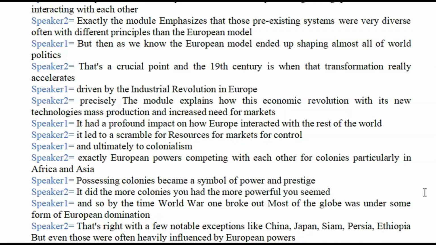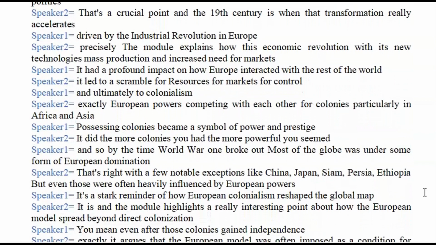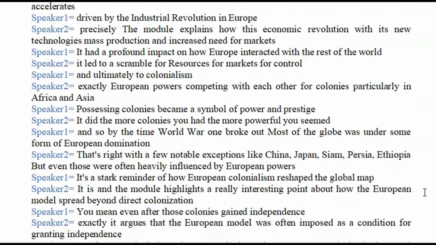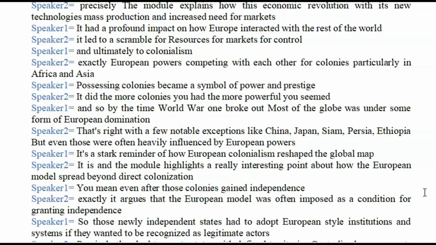But then, as we know, the European model ended up shaping almost all of world politics. That's a crucial point, and the 19th century is when that transformation really accelerates, driven by the Industrial Revolution in Europe. Precisely. The module explains how this economic revolution, with its new technologies, mass production, and increased need for markets, had a profound impact on how Europe interacted with the rest of the world. It led to a scramble for resources, for markets, for control. And ultimately to colonialism. Exactly.